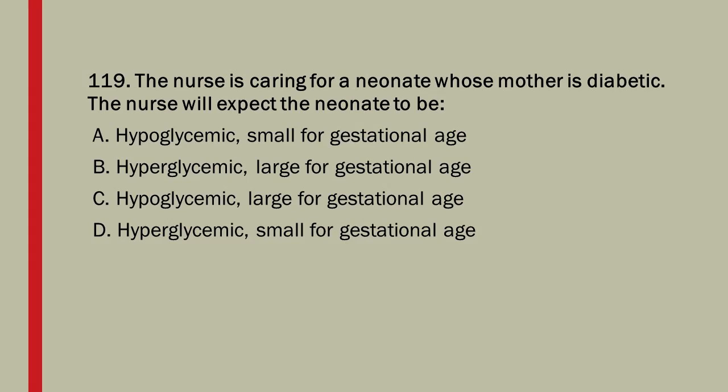119. The nurse is caring for a neonate whose mother is diabetic. The nurse will expect the neonate to be A. Hypoglycemic, small for gestational age. B. Hyperglycemic, large for gestational age. C. Hypoglycemic, large for gestational age. D. Hyperglycemic, small for gestational age.